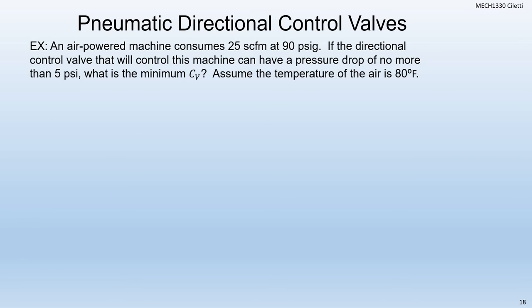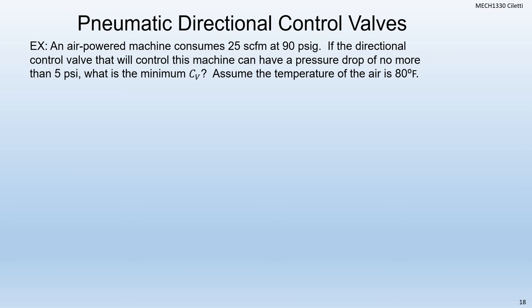We want to find the flow coefficient. An air-powered machine consumes 25 standard cubic feet per minute at 90 psi gauge. If the directional control valve that will control this machine can have a pressure drop of no more than 5 psi, what is the minimum flow coefficient, assuming the temperature of air is 80 Fahrenheit?